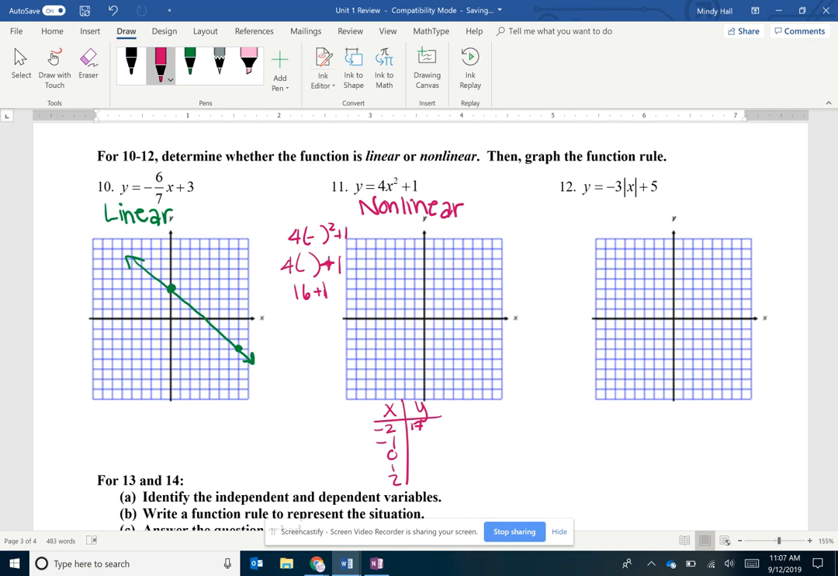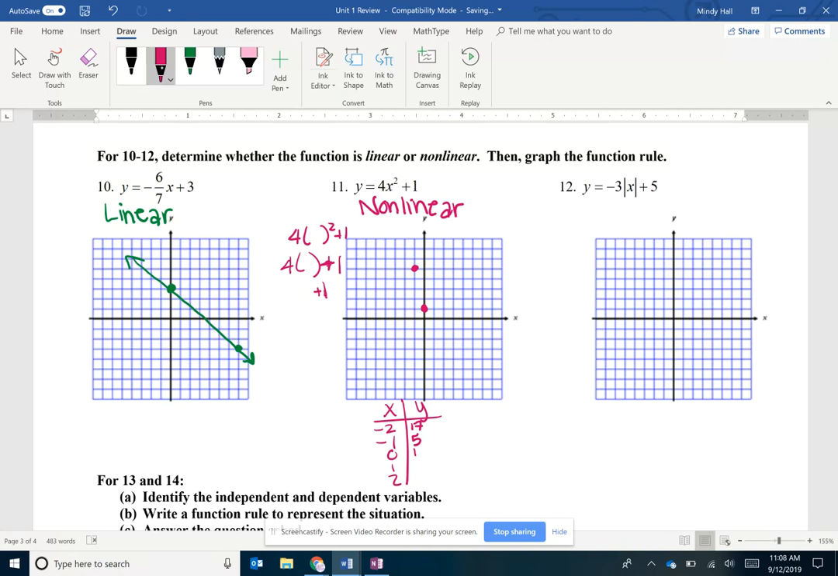Let me erase some of these numbers. We plug in negative 1. Negative 1 squared is positive 1. 4 times positive 1 is 4. 4 plus 1 is 5, so negative 1, 5. Then we do it again. Notice I'm just erasing the numbers I wrote and putting in new ones. I plug in 0. 4 times 0 is 0. 0 plus 1 is 1. So 0, 1.